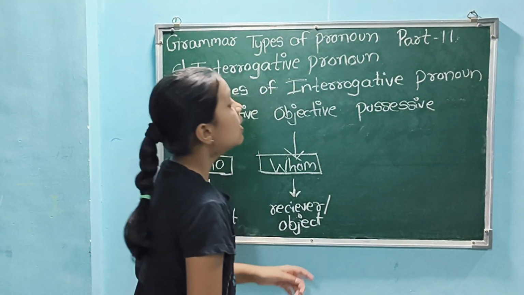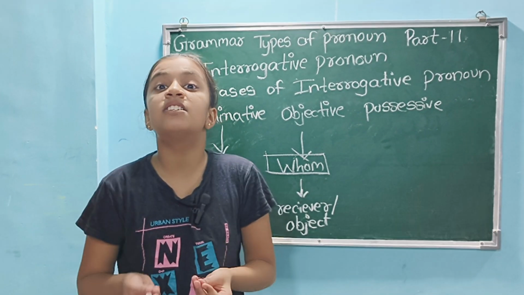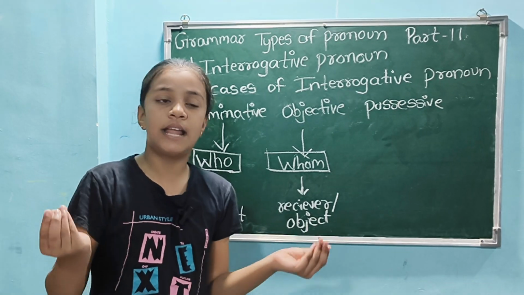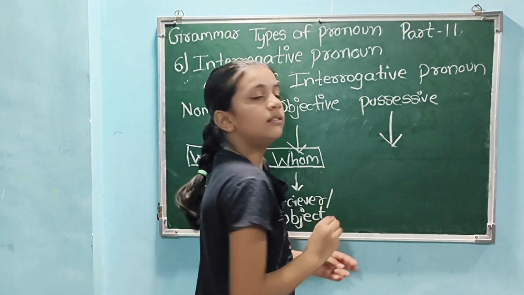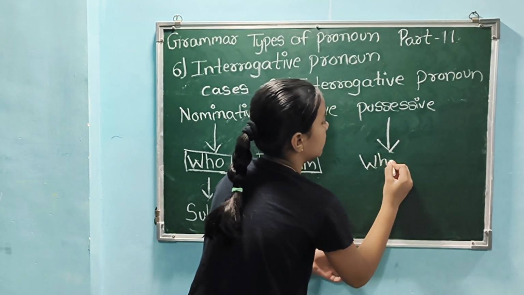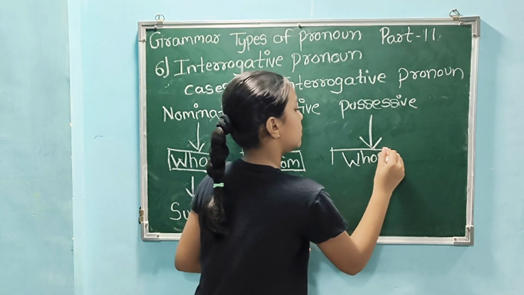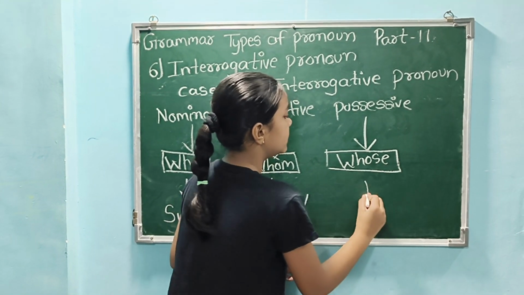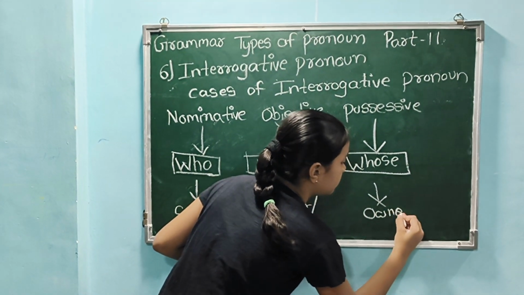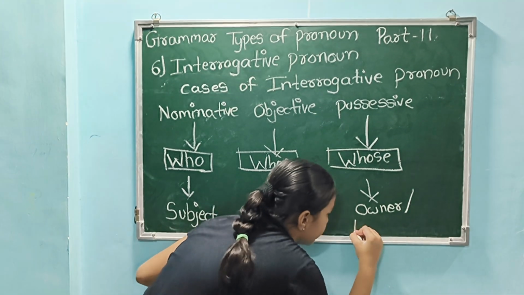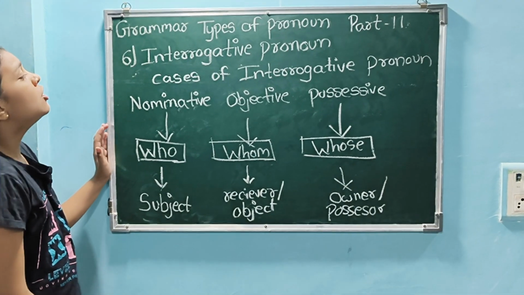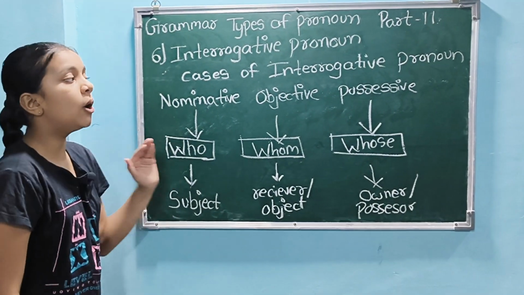Understood? So here possessive case means what? It shows ownership or possession. Okay, it shows ownership means this is my book, that is your book. Okay, understood like this. So the main pronoun used is whose. Understood? So this is main pronoun used whose. So it shows possession or it is owner. Understood? We can tell it owner or we can tell it as a possessor. Okay. Understood everyone this flowchart? So this is the cases of interrogative pronoun, nominative, objective and possessive.